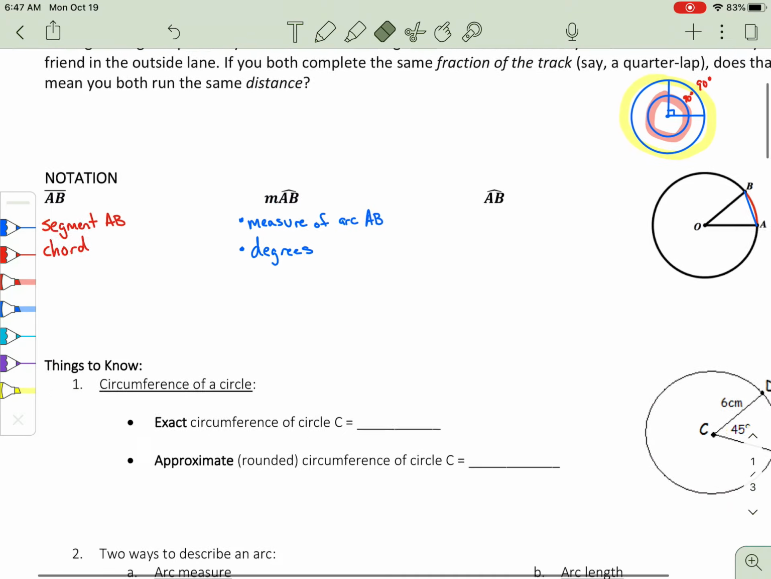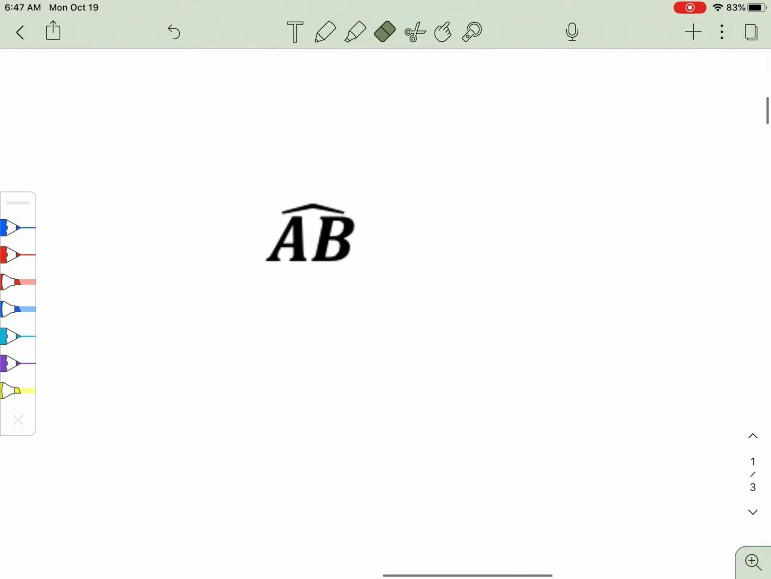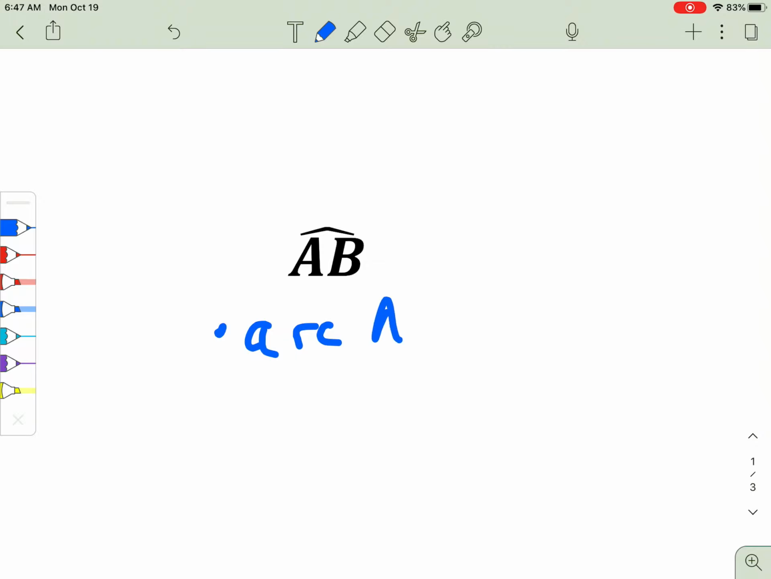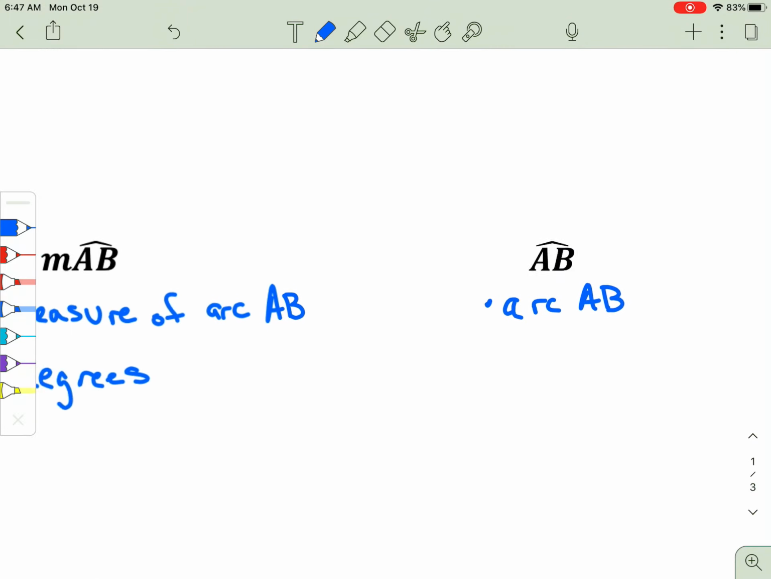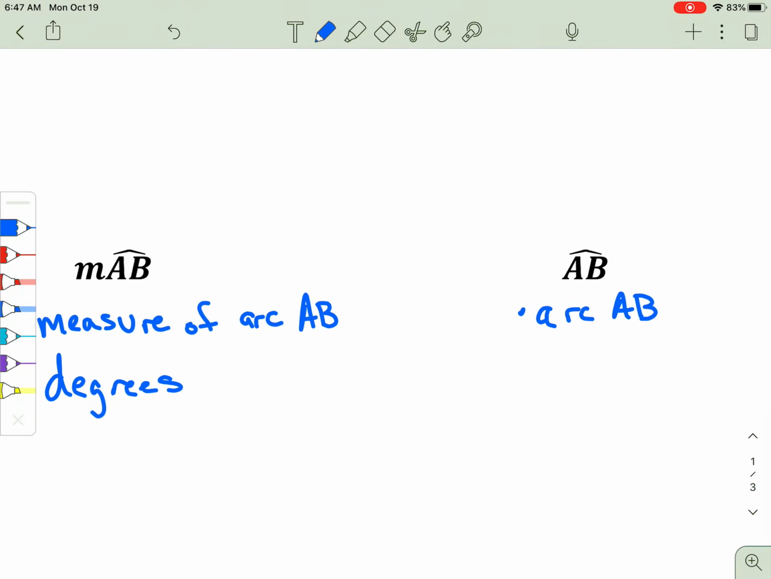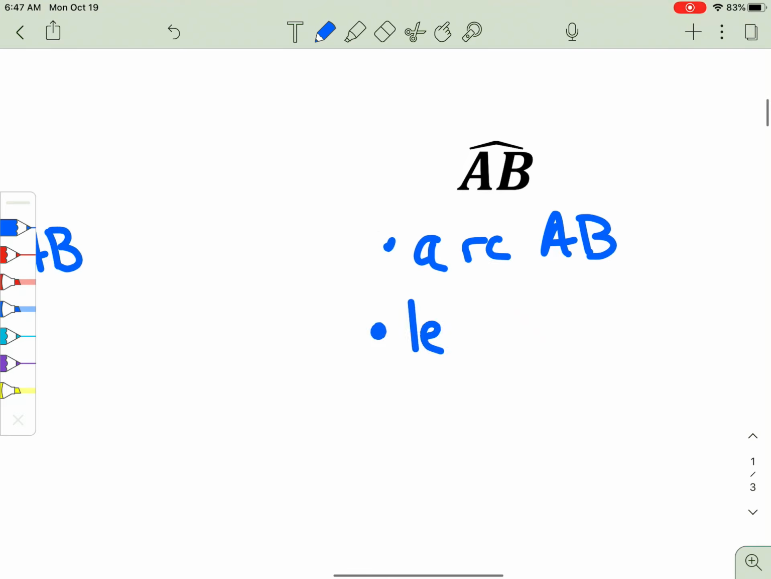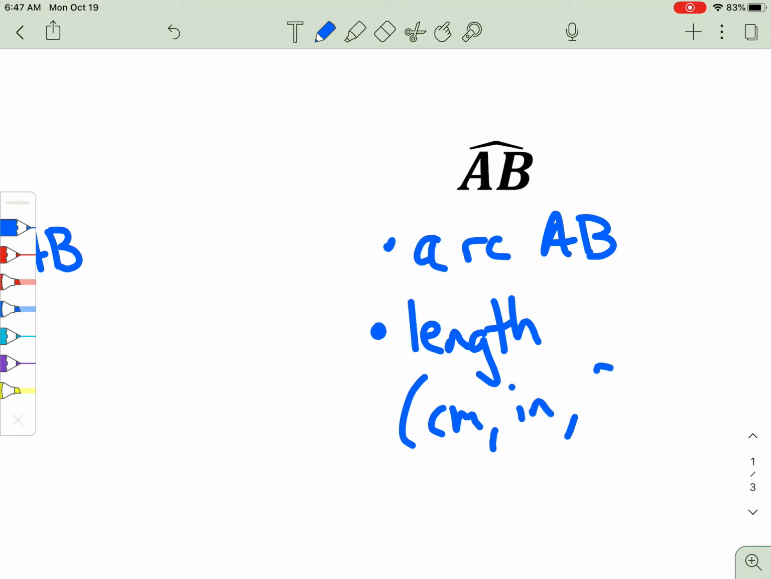And then what we have that's new in this section is this one here, and this is arc AB, so very similar to the other one, but there's no m. This is talking about the length. The length could be in centimeters, inches, feet, yards, just to give you some perspective. All right, some things to know.